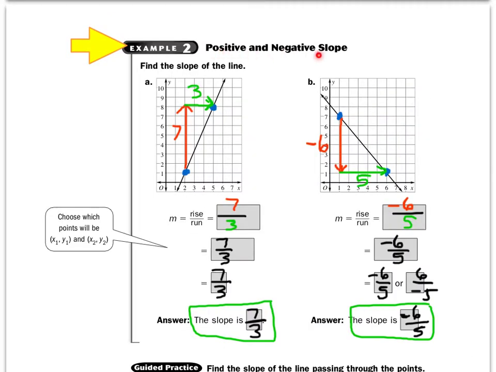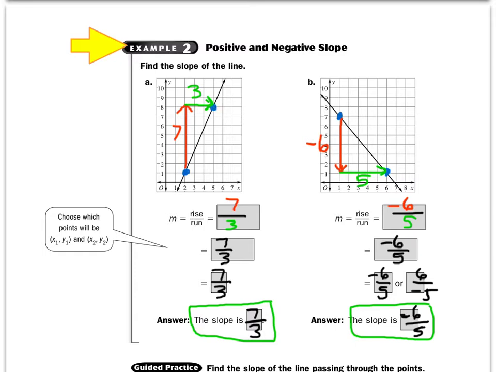Okay, so positive and negative slopes. Find the slope of the line. So when you read the slope of the line, you want to start from the left-hand side over here, and you read it going to the right. So I would start here, and I notice how it's going up, up, up, up, up to the right. And so they gave us 2 points. They wanted us to look from this point to this point.